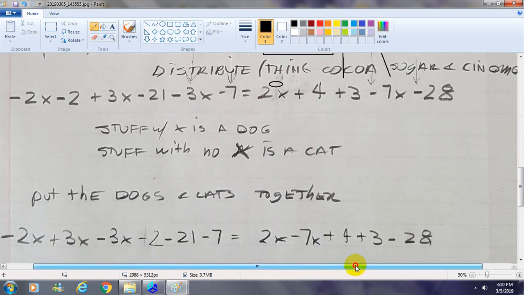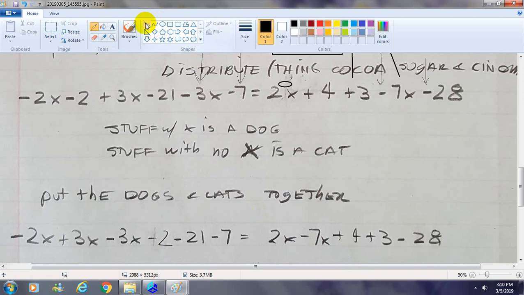So let's see what we did. What we did is we put the 2x and the 3x and the minus 3x together, okay, and we wrote them all here. See, we put all the x's next to each other. Isn't that nice? Now you put the non-x's together, the negative 2, the negative 21, and the negative 7, okay? So we take those and we put all those together.